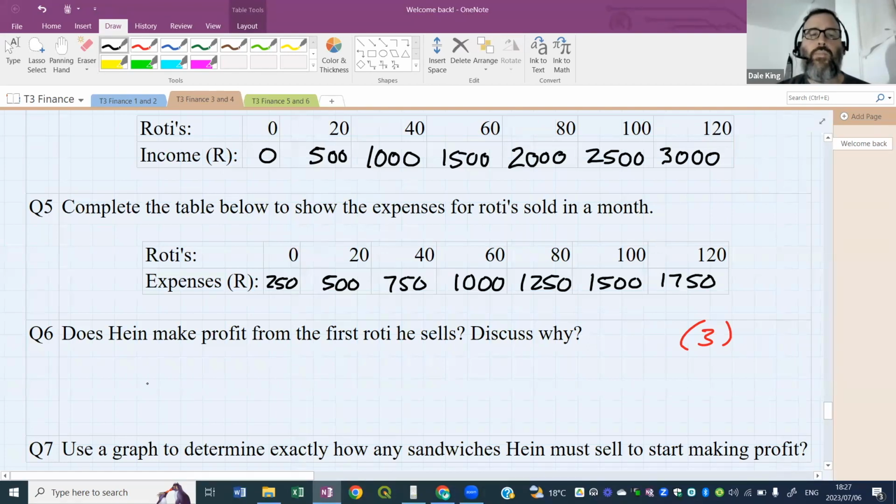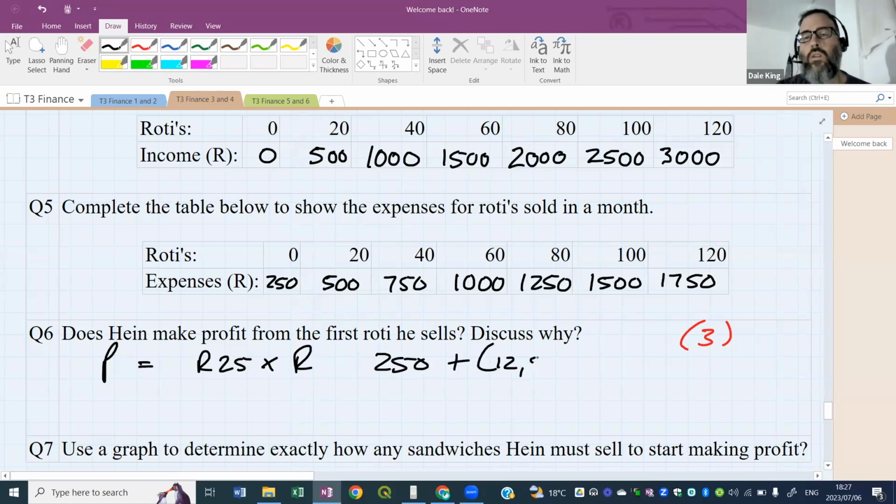So I took the income equation and I said 25 rand times 1 roti, which gives us 25. And then I calculated the expense. I said 250 plus 12,50 times 1 roti. That's 262,50 rand. And then I said the expense minus the income. It was a loss. It's brilliant. Hold it a sec. Don't go anywhere. Okay, it's brilliant.